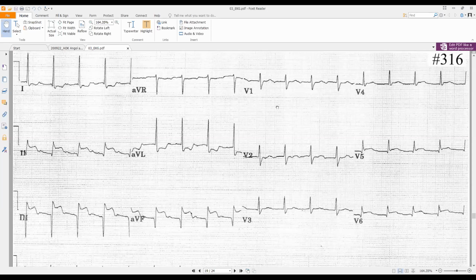Right. And I do have another question. In some of the leads, we see the overall shape is kind of wavy. Is this like a baseline artifact with breathing?